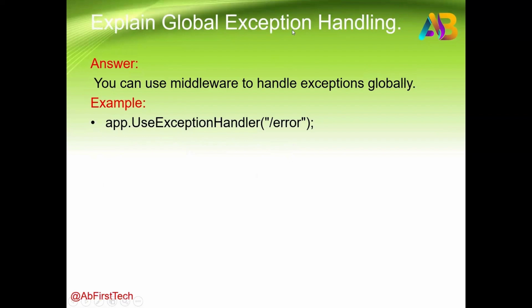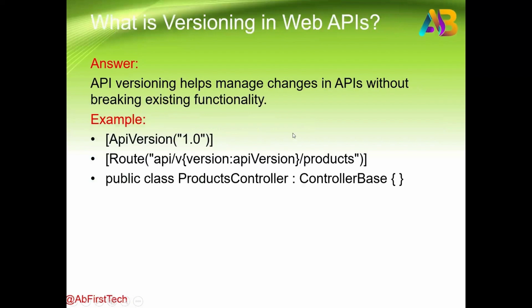So explain global exception handling. How do you handle global exceptions? Earlier we have seen that we can handle exceptions using middleware also. So to handle these exceptions globally, we can use middleware. In the program.cs, you have to specify app.UseExceptionHandler. Like this, we will handle the exceptions.